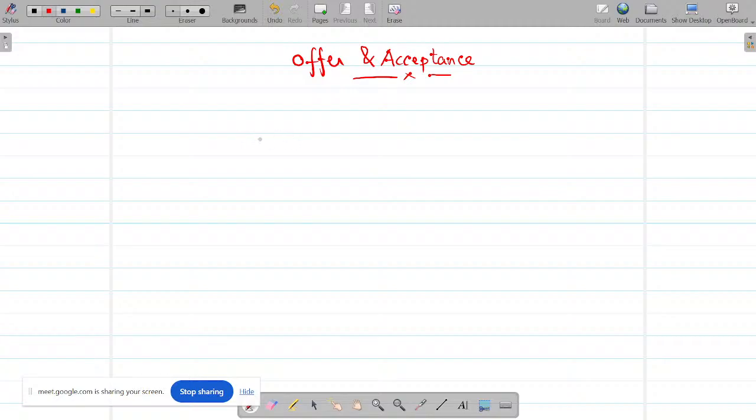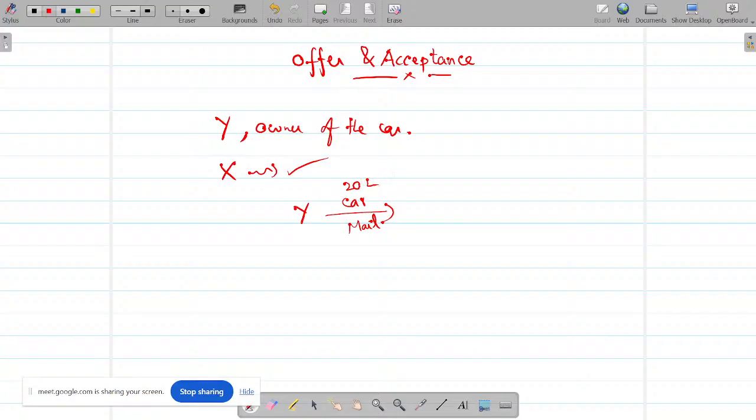Let me take the same two parties, X and Y. Y, as usual, is myself. I'm the owner of the car. X, yourself. I'm sending a mail saying that I'm going to sell my car for 20 lakh rupees. I'm sending this mail not only to X, but to X, Z and A. So I'm sending this mail to three persons.